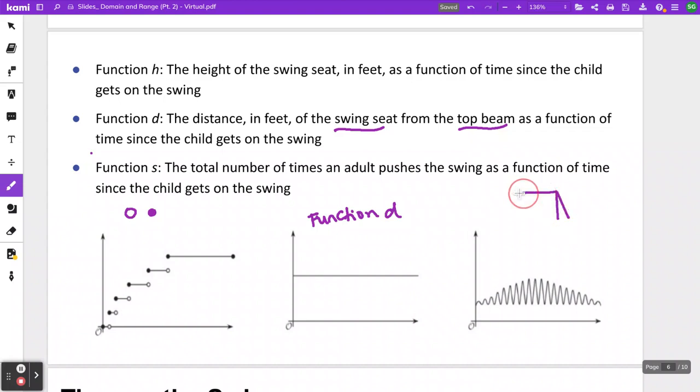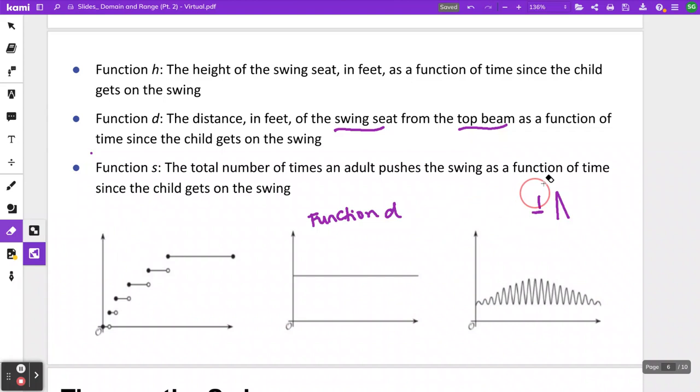If your swing is just hanging here, that distance from the beam to the seat is the same when it's just hanging or when, let me draw another picture, when it's out here, right? It's just going to be the distance of those chains. And so that distance is never changing, even when the swing is moving. I'm going to erase my pictures to make room for the next one.